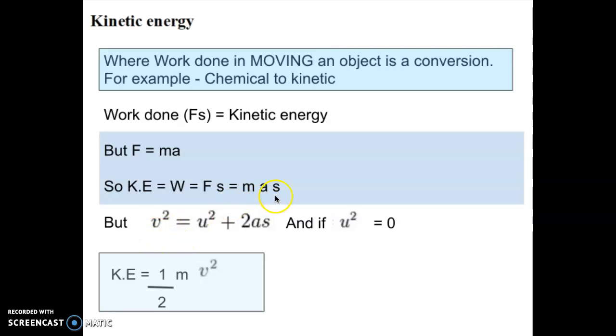So we can replace the acceleration times displacement part here with v² divided by 2. And that gives us our equation of ½mv². So we have derived an equation for kinetic energy using F equals ma and v² equals u² plus 2as. I hope you followed that.